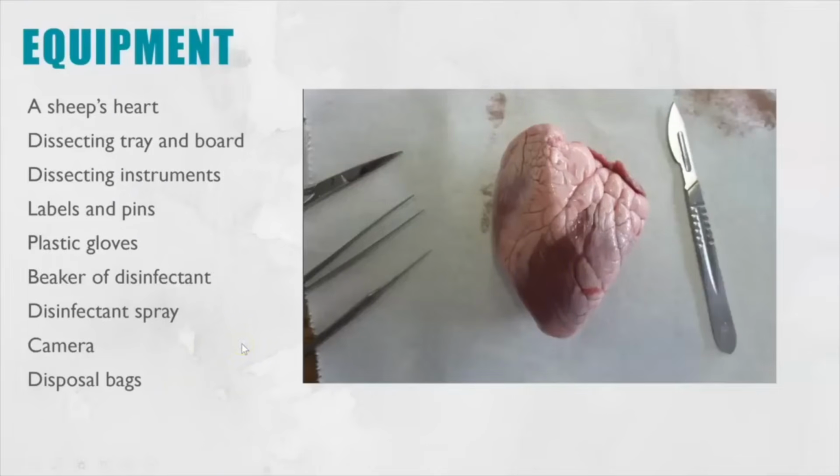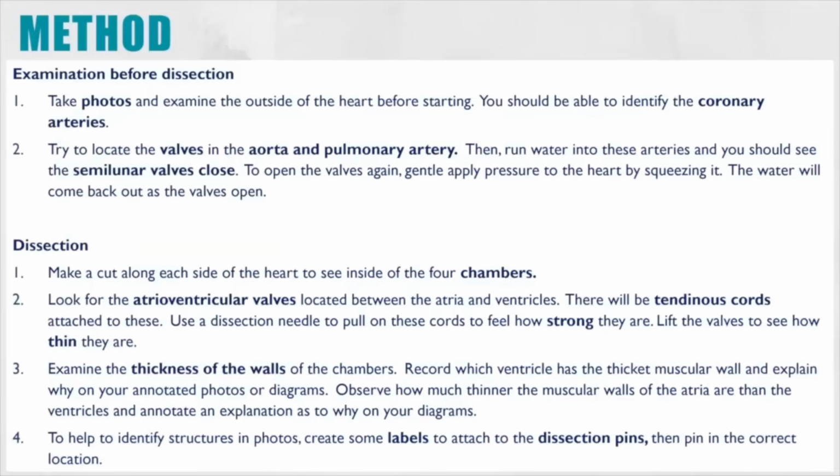So the method then, I've split into 3 sections. Here's the first 2. So before you do any dissecting at all, you can identify some of the external structures. So you'd want to take some photos of the outside of the heart so you can identify the coronary arteries. You might be able to try this point here as well. So you can try and locate the aorta and the pulmonary artery and the semilunar valves within them.